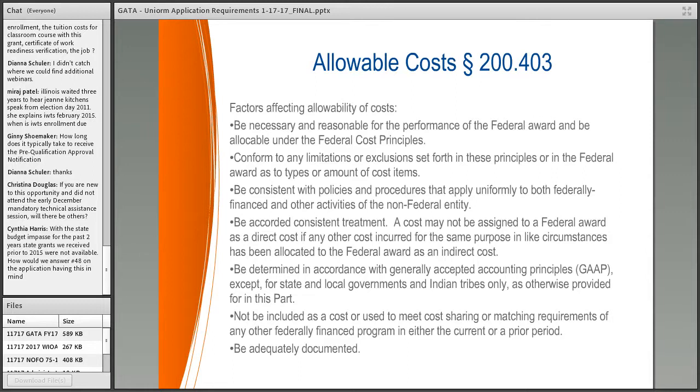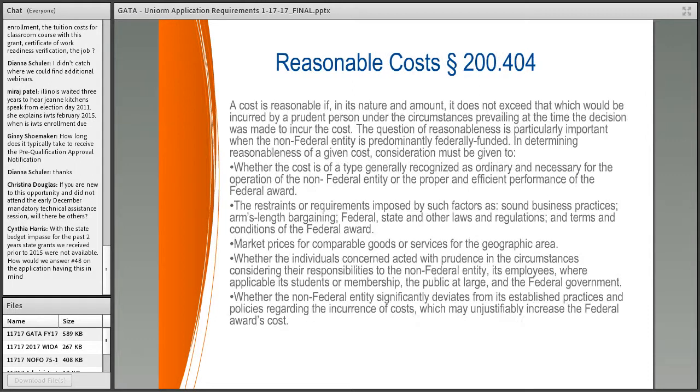You have to operate in accordance with generally accepted accounting principles, and you have to make sure that you adequately document your costs and justify those costs, and that's one of the purposes for this budget form. Next slide is to talk about the reasonable. You have to illustrate that the cost is reasonable, and again, these are definitions that are pulled right out of the Uniform Administrative Guidance, and you see the reference there.